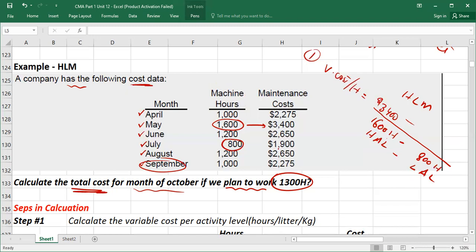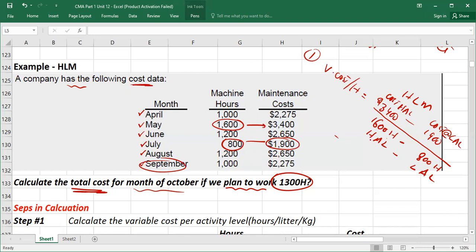Then cost at lowest activity level is how much? $1,900. It means this is the cost at high activity level, and this is the cost at low activity level. So this is actually the formula. We'll pick first the highest activity level and then the lowest activity level. This will be your denominator, and then in the numerator, we will write their cost. Understood, guys? Now we will solve it.